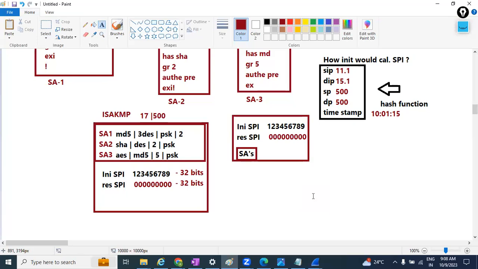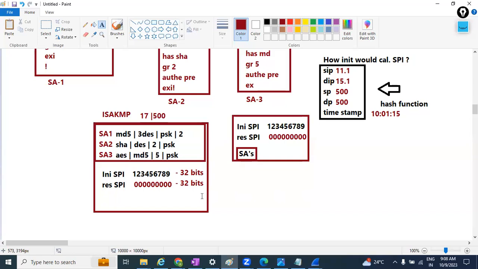Clear? Up to here, online plus physical. Any doubt, any questions? Yes, please. Sir, this 24 hours timer, so what is the use of it, sir? I didn't get that part.